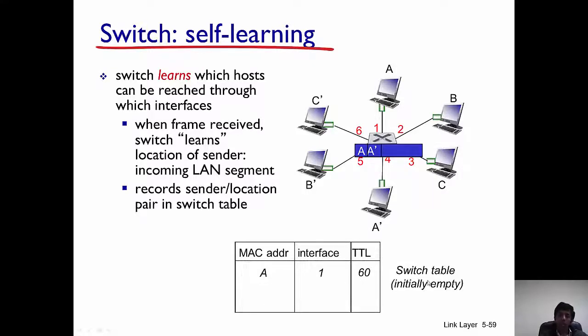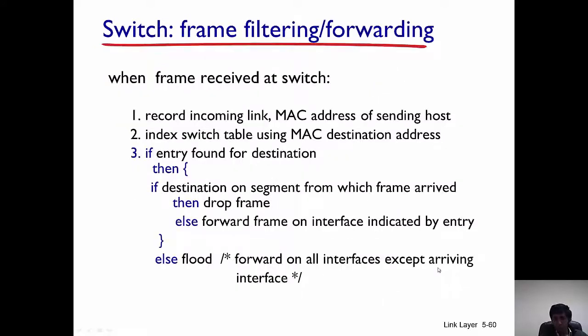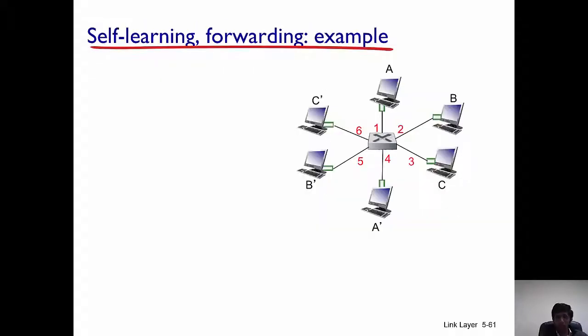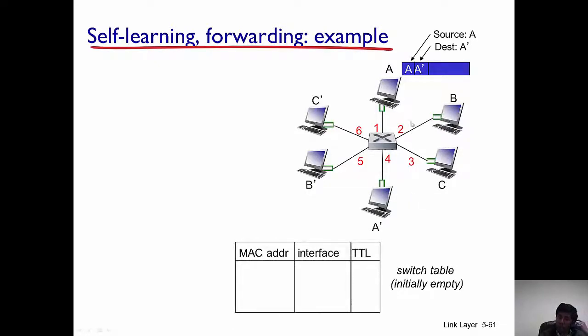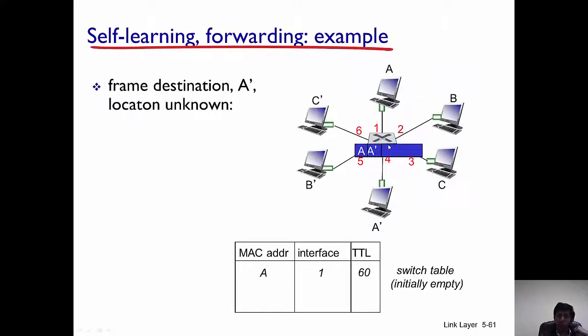It also puts TTL, which just says how long this entry is going to be valid. So this approach of the switch can be coded up using an algorithm, and you can take a look at this, but I'll just show you via an example. We just noted that when A wants to communicate with A prime, it sends the frame along interface 1, and the switch intercepts this frame.